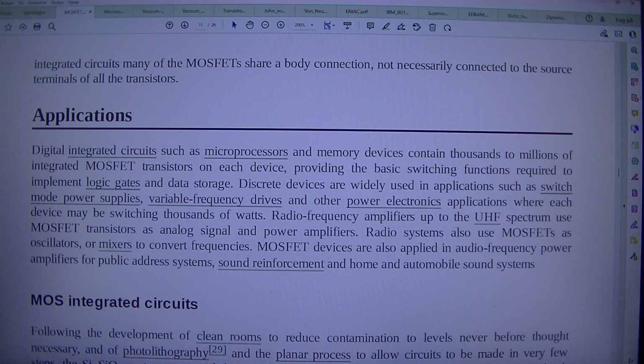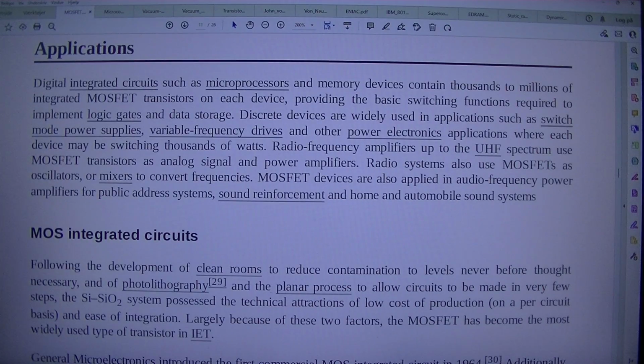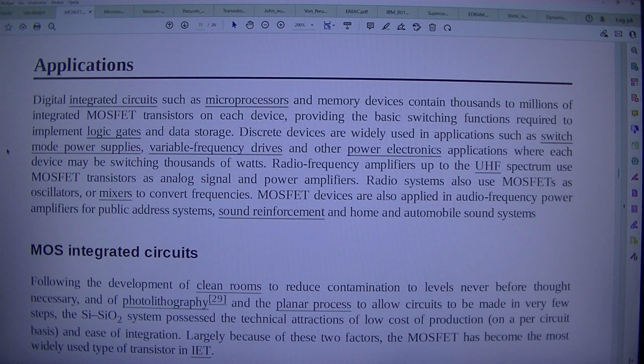Applications. Digital integrated circuits such as microprocessors and memory devices contain thousands to millions of integrated MOSFET transistors on each device, providing the basic switching functions required to implement logic gates and data storage. Discrete devices are widely used in applications such as switch mode power supplies, variable frequency drives and other power electronics applications where each device may be switching thousands of watts.